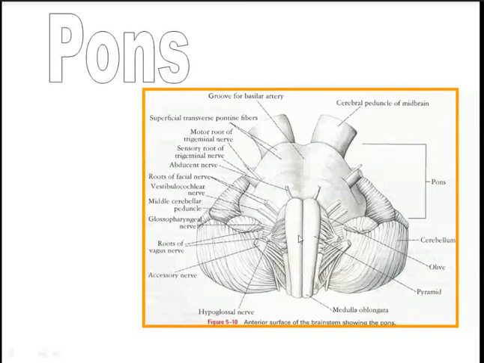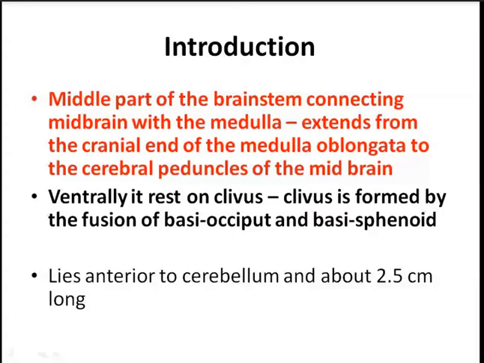So this pons is acting as a bridge between the midbrain and the medulla oblongata, and it is the middle part of the brainstem which connects the midbrain with the medulla oblongata. It extends from the cranial end of the medulla oblongata at the pontomedullary junction to the cerebral peduncles of the midbrain. So it bridges the medulla oblongata with the midbrain, and ventrally it rests on the clivus.